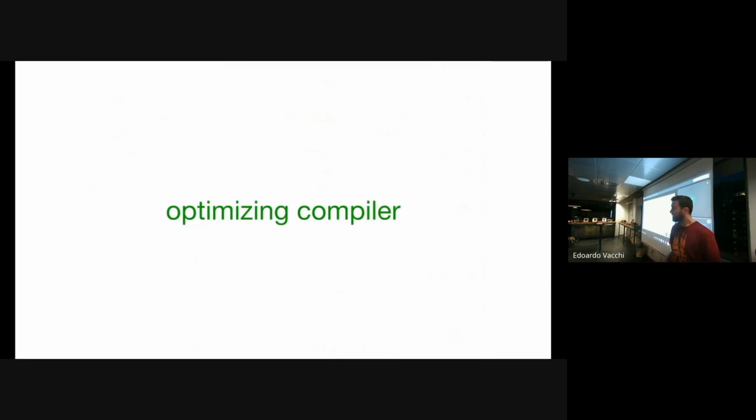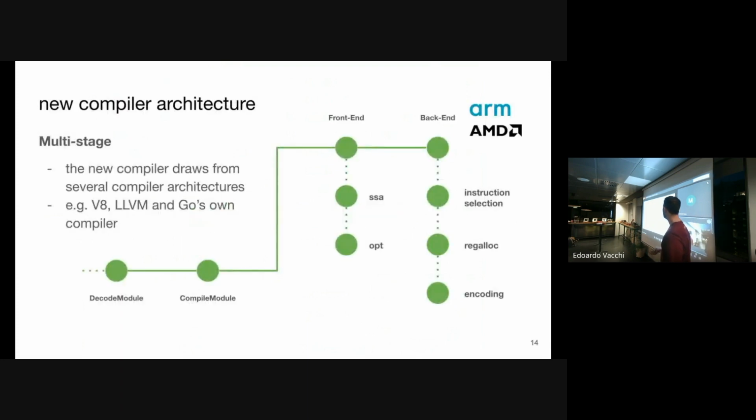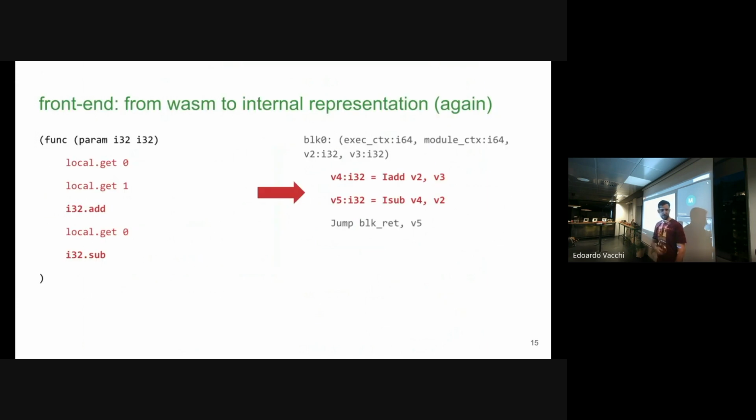Nice. So I'm going to explain to you, if you're interested, how the optimizing compiler works really quickly. Usually this was basically two steps. Now it's a bunch more steps. The new compiler draws from several compiler architectures, such as Cranelift, LLVM, and Go's compiler. So there's basically two large phases, front end and back end. Front end does stuff that is platform independent, and the back end is platform dependent.